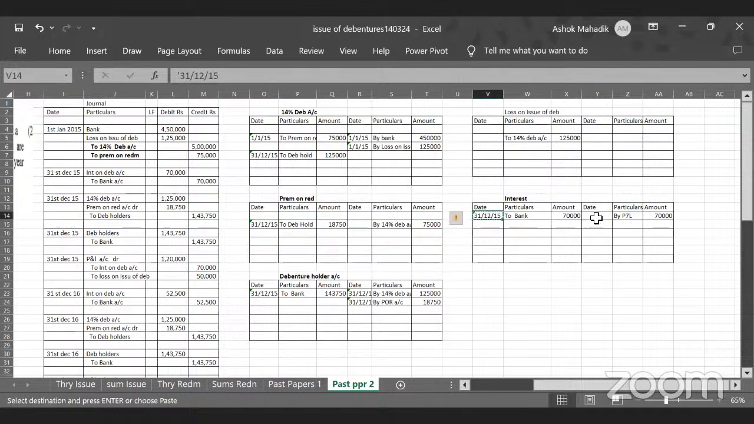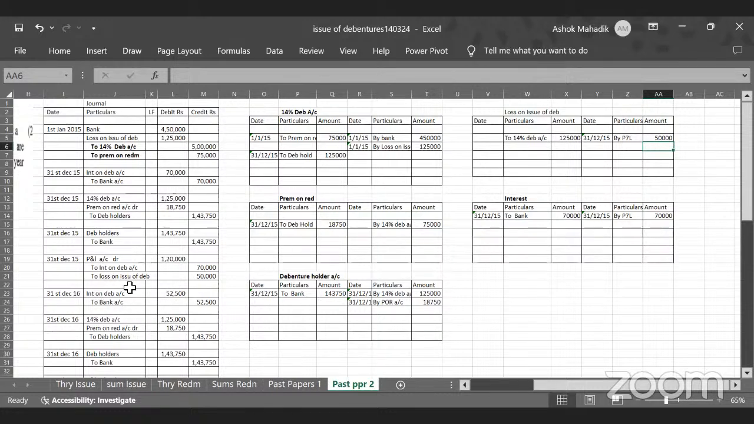I forgot this here as well as here. By PNL. Okay. How much is the amount? 50,000. Okay. Next.